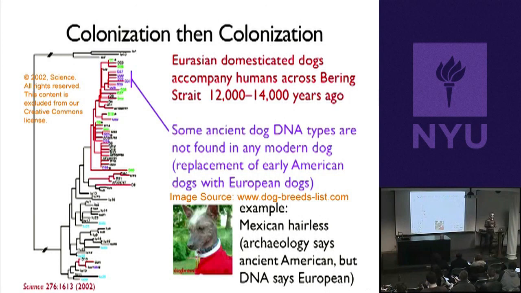So the next definite thing you'd want to do is to look at the Y chromosome, okay? Because that would at least give you the paternal lineage, right? And the prediction might be that even though the maternal lineage tells a European story, the paternal lineage might tell that there's real still ancient American dog DNA in there.